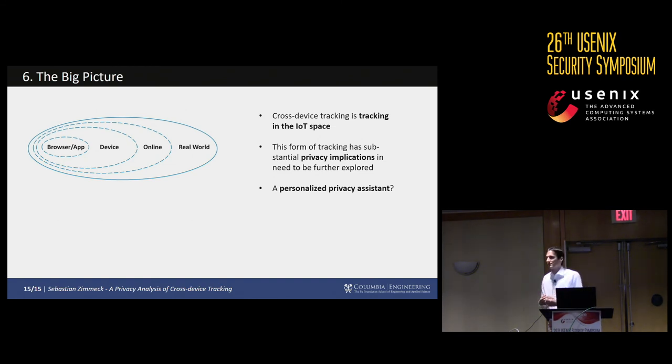And often cross-device tracking is seen purely as a machine learning exercise. And I think the privacy considerations have to be also examined further here. And that is something we plan to go to do going forward. And ultimately, the question is, all these things coming together, how can a user, in a usable way, try to control the tracking? And maybe a personalized privacy assistant, whether that is in form of an app or in another form as part of an IoT device, can help here.